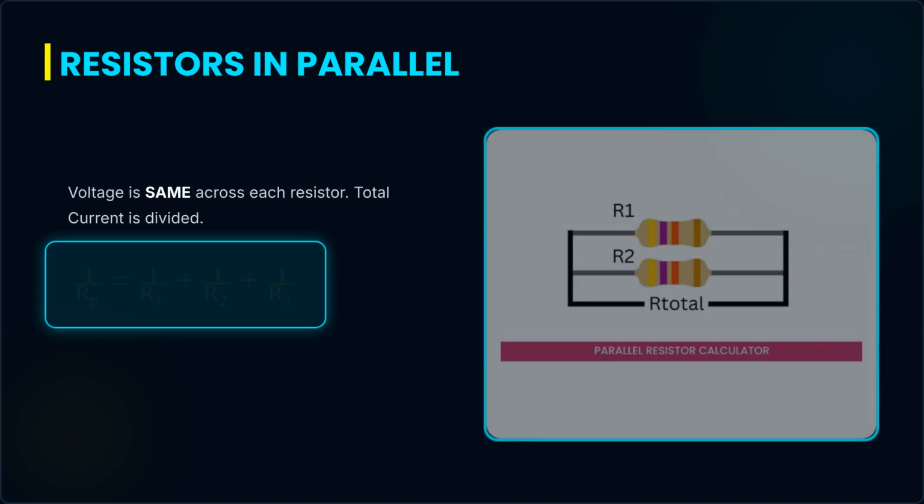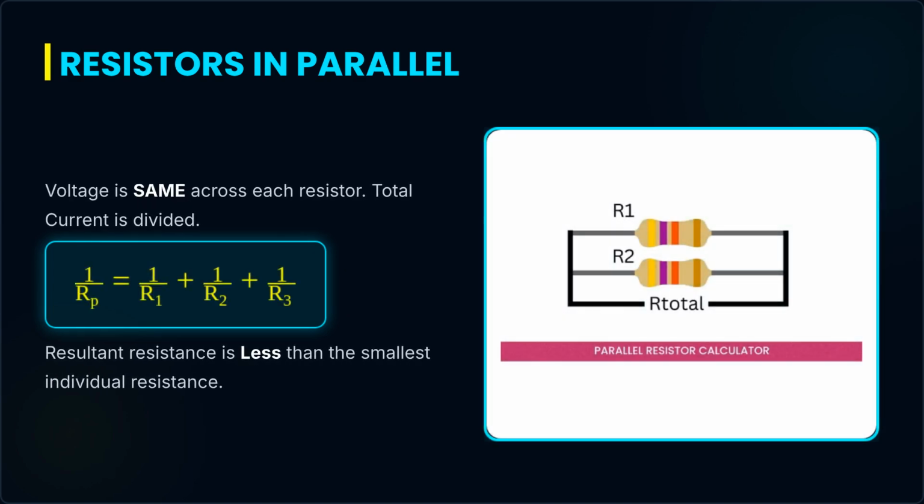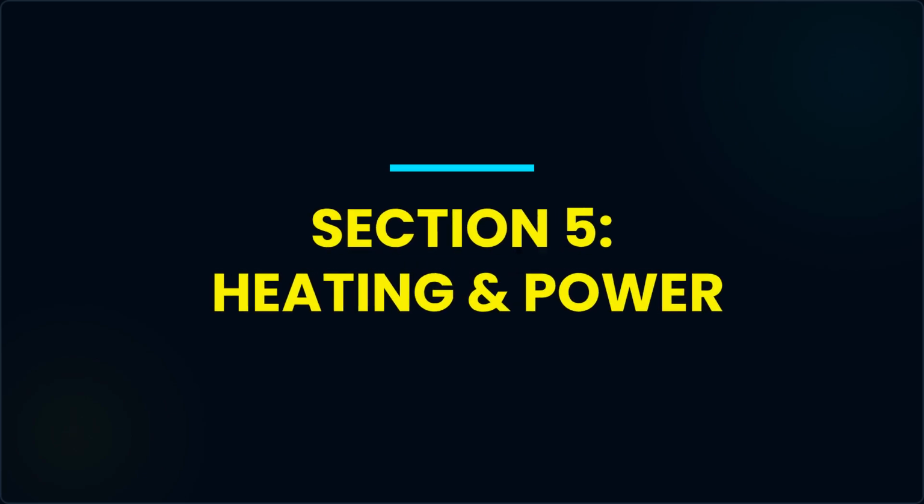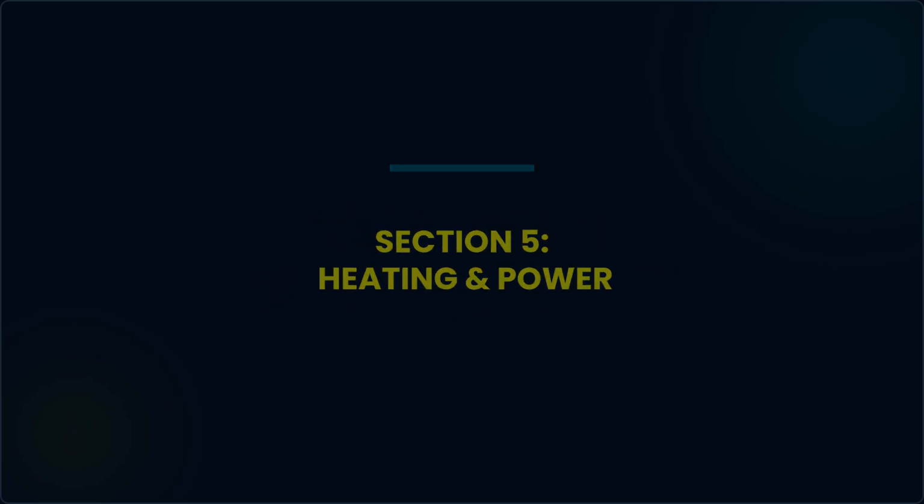In parallel circuits, the voltage is the same across each resistor, and the total current is divided. The reciprocal of the resultant resistance is the sum of the reciprocals of individual resistances, which results in a total resistance less than the smallest individual resistance. This visual summarizes the differences between series and parallel circuits concerning current, voltage, net resistance, and the effect of a component failure. Moving on to Section 5, Heating and Power.